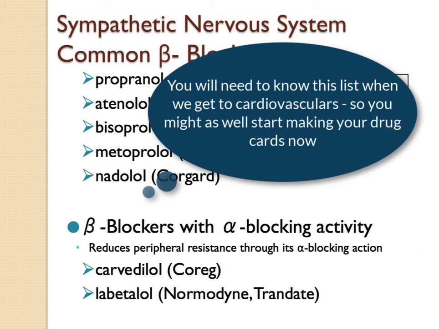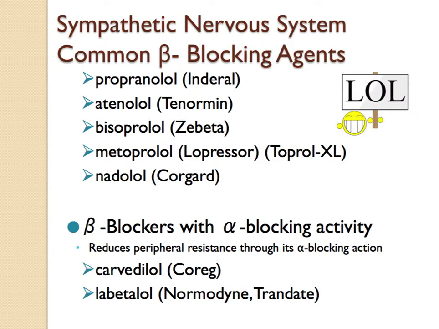So some common beta blockers, propranolol was Inderal. Sometimes propranolol is used for the prophylaxis of headaches. So that's a different indication than you have with some other beta blockers. Atenolol is Tenormin, bisoprolol is Zebeta, metoprolol, sometimes people will pronounce it metoprolol, either way is fine.